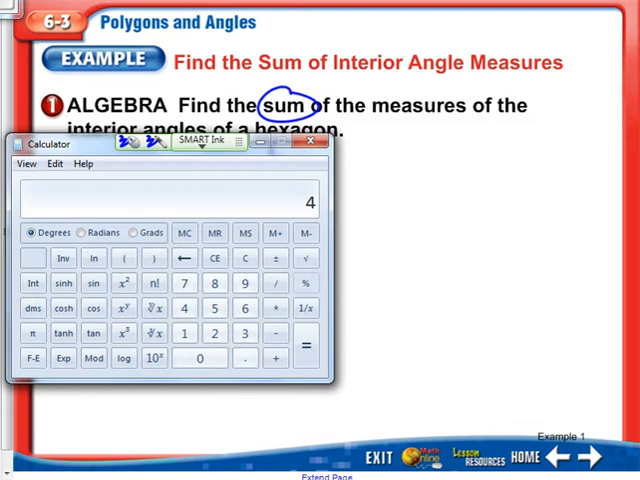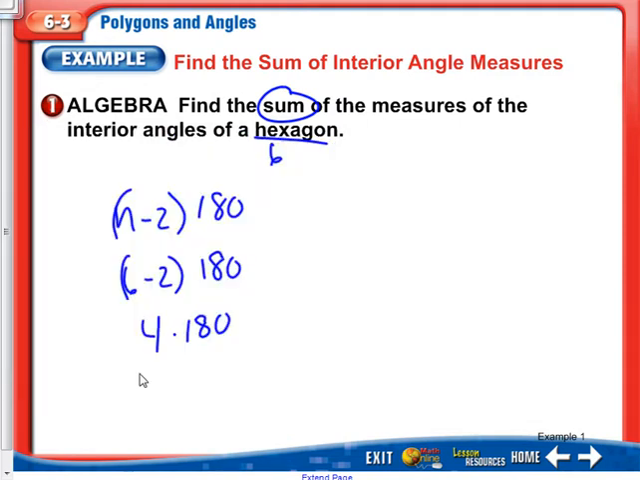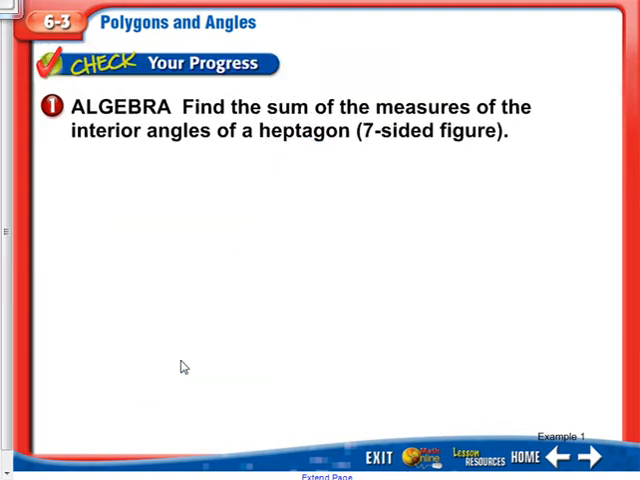So if I do 4 times 180, that's going to give us 720, which I know we found before, but it's good for us to check that. So we have 720 degrees is the sum inside of a hexagon. So 720 degrees would be our answer.